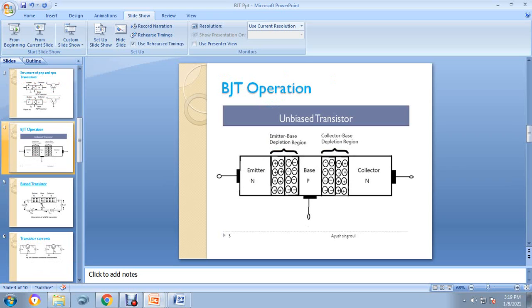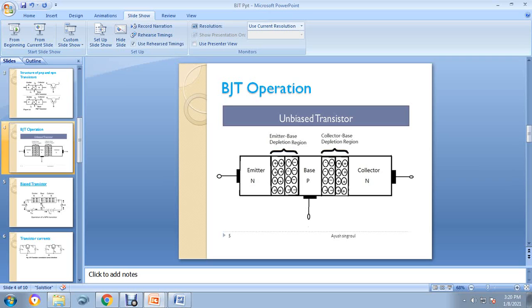When coming to the BJT operation, first let us discuss the transistor without applying any external voltage to it. The application of an external voltage to any device is called biasing. So when you are not applying any external voltage, it is called an unbiased transistor. There are two junctions: the first is between the emitter and base, and the second is between the base and collector.